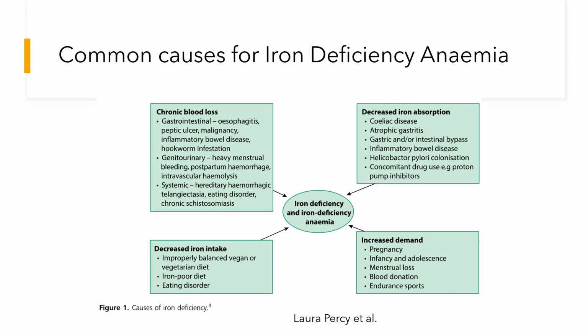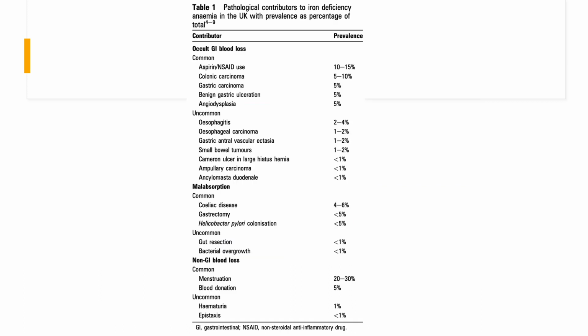And the most important thing is chronic blood loss, which can be secondary to a condition like gastrointestinal malignancy. And the other thing is it can be blood loss in any other place, maybe genitourinary, maybe systemic conditions like hemorrhagic telangiectasia, and eating disorders, and chronic schistosomiasis.